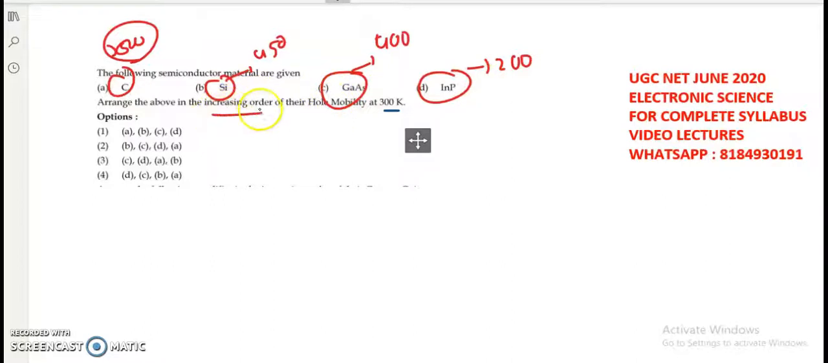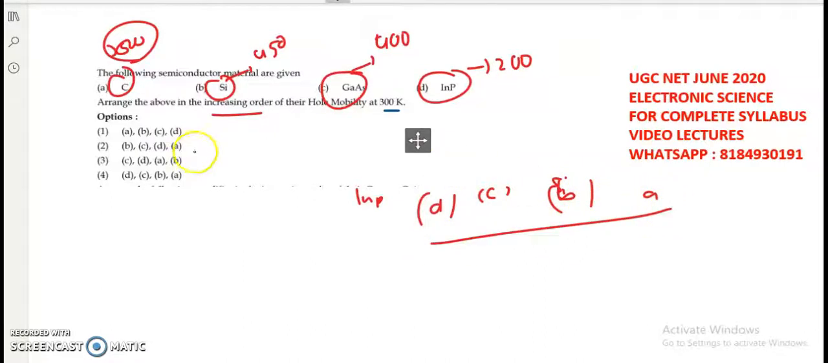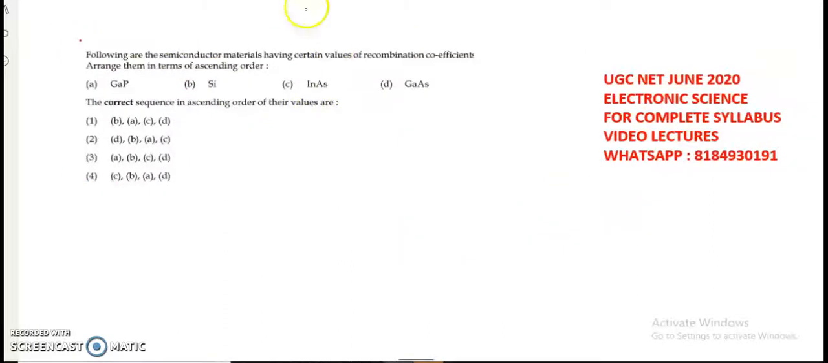If you want to put them in increasing order, the first one is indium phosphide, that is D, and the next one is C, then B, that is silicon, and the next one is A. So DCBA is the correct option. So the fourth one is the correct option for this one. You have to remember these values for these materials. So it is the next question.